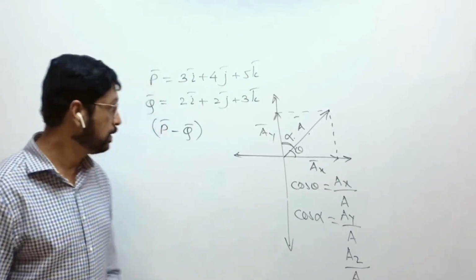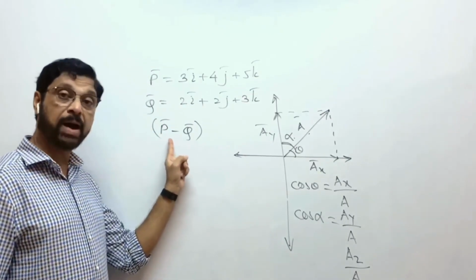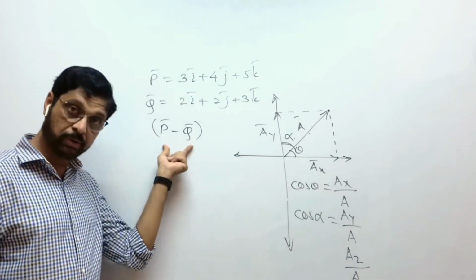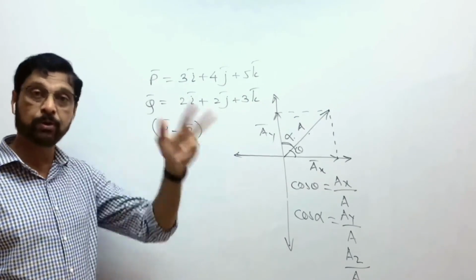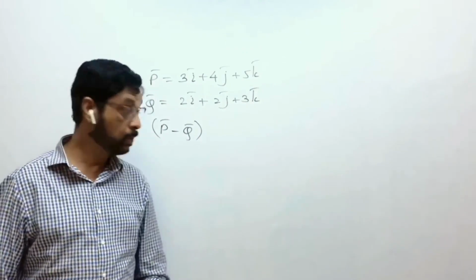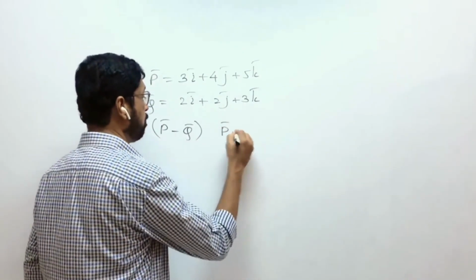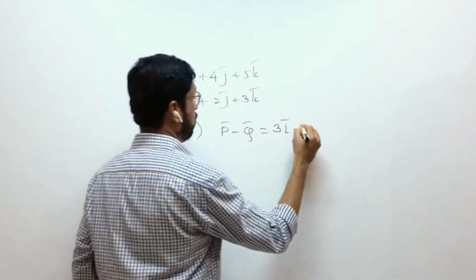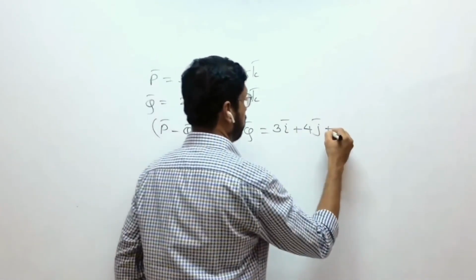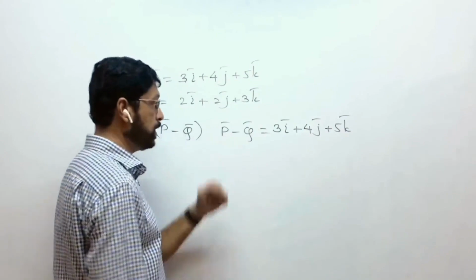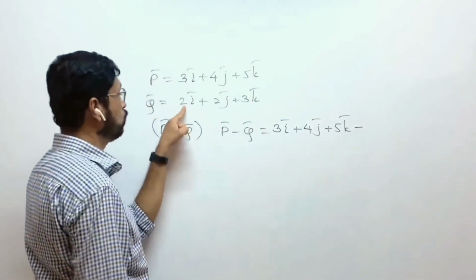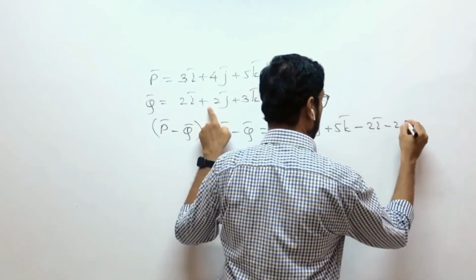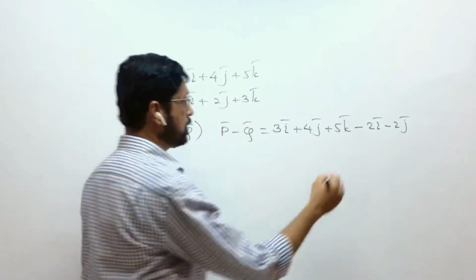ay upon a, az upon a are the direction cosines of a vector. So we have to find the direction cosines of P minus Q. So first of all, we'll find out vector P minus Q, first find vector P minus Q and then its direction cosines. So what will be vector P minus Q? It will be 3I plus 4J plus 5K, this is P, minus 2I, minus 2J, minus 3K.